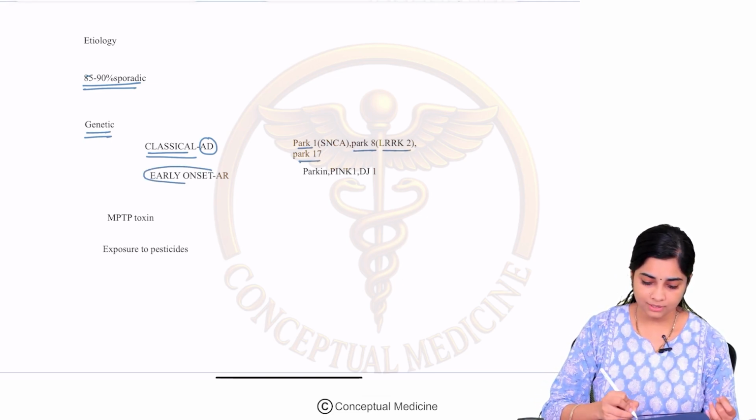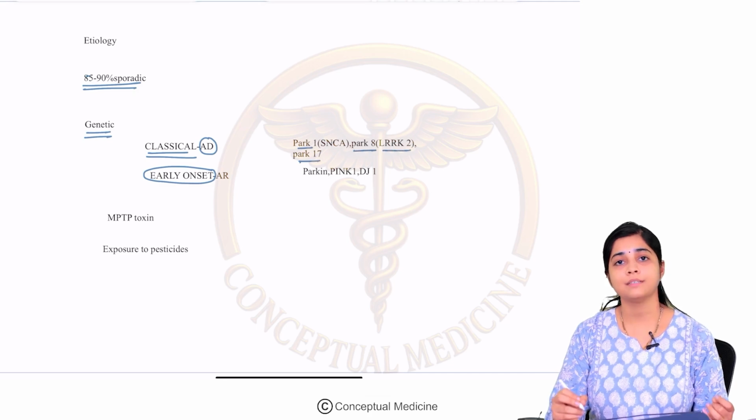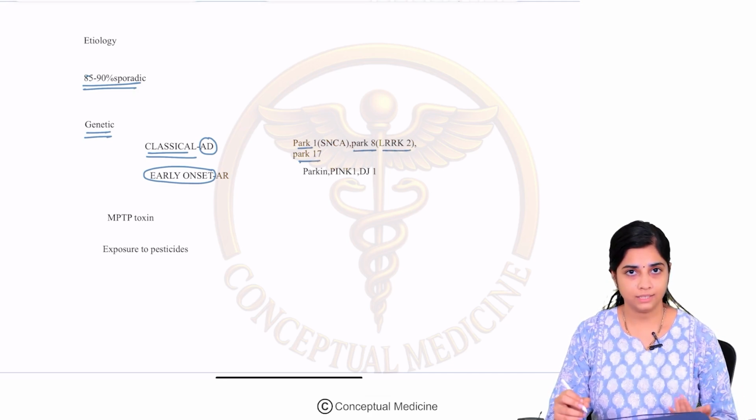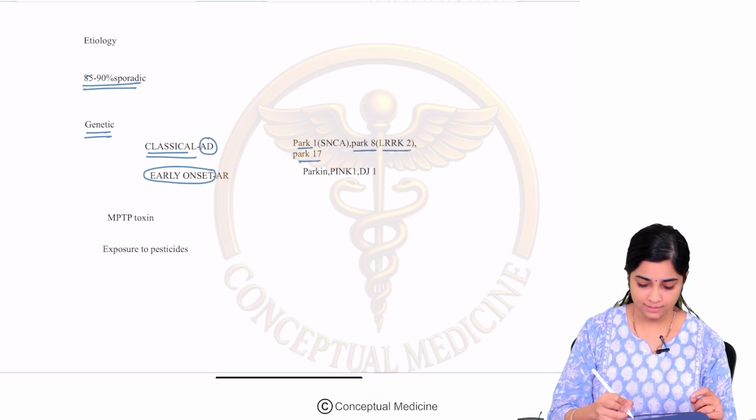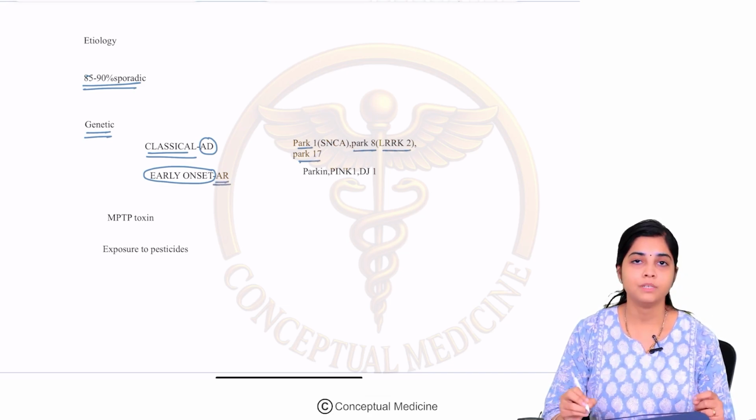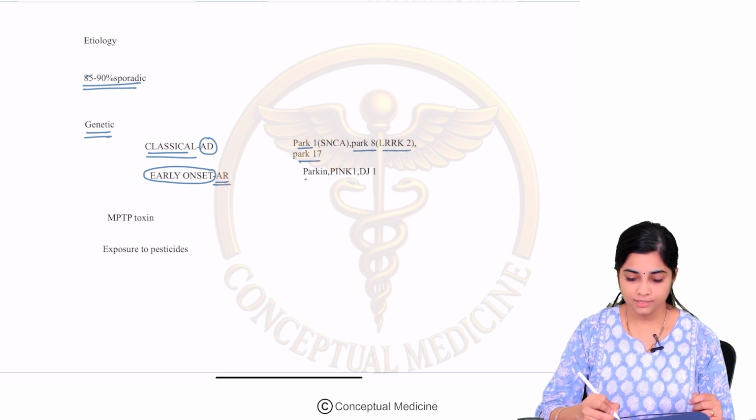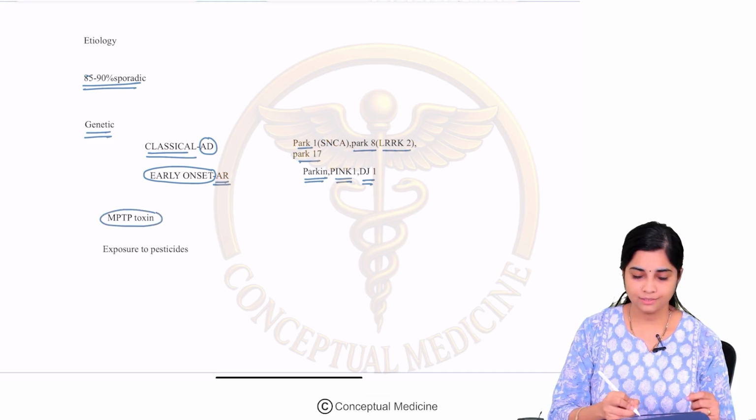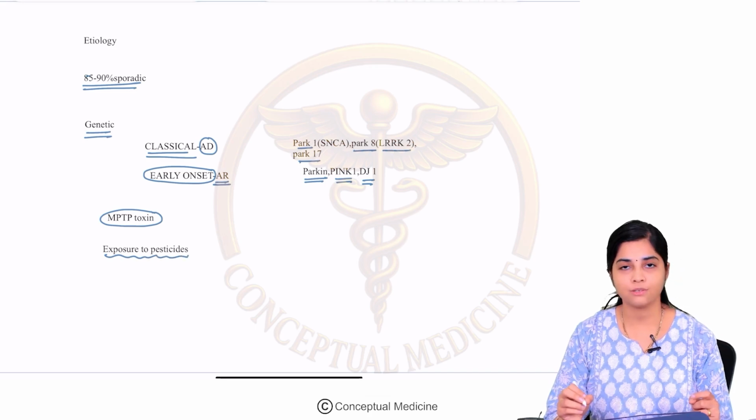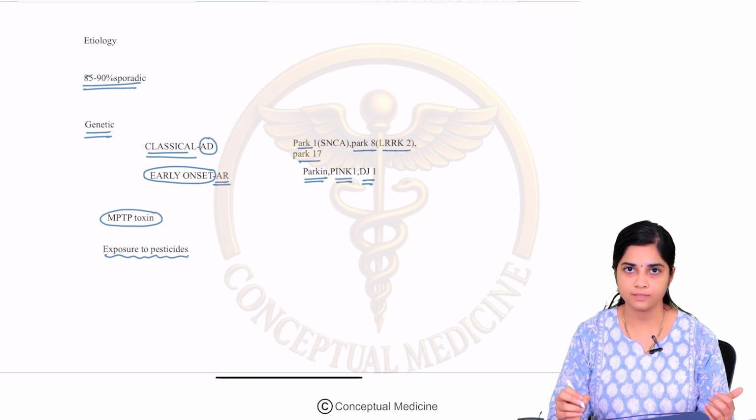When we speak about early onset Parkinson's disease, it is usually more common in the age group of more than 60 years of age. Early onset Parkinson's disease is usually autosomal recessive in nature, and the genes involved are Parkin gene, PINK1 and DJ1. Also associated are certain toxins like your MPTP toxin, and exposure to pesticides has also been found as some of the etiologies.